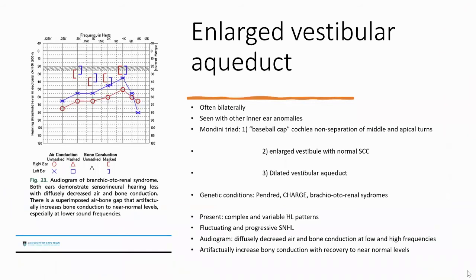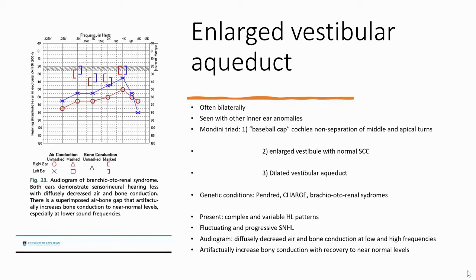Enlarged vestibular aqueduct often occurs bilaterally and can run along with other inner ear anomalies. I think most of us are familiar with Mondini triad, where you have a baseball cap cochlea, that non-separation of the middle and apical turns. You can have an enlarged vestibule with normal semicircular canals, or the dilated vestibular aqueduct. There is association with genetic conditions like Pendred, CHARGE, and branchio-oto-renal syndromes.